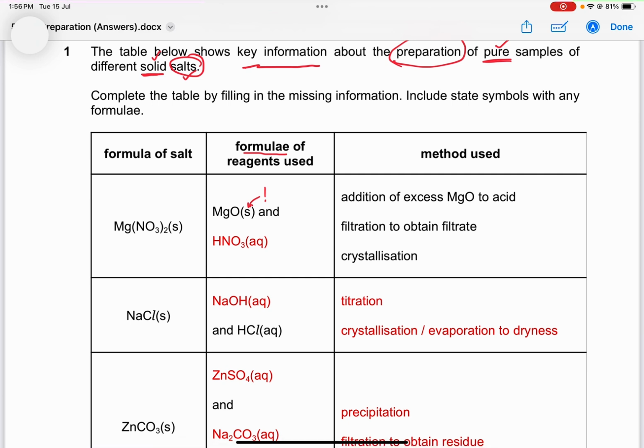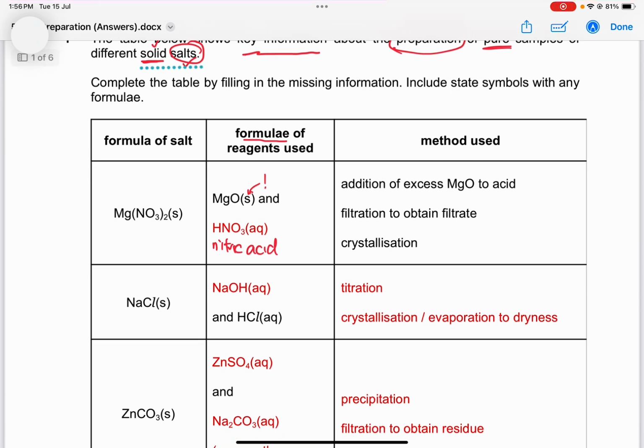For the first one, I got magnesium nitrate. How do I know nitric acid is required here? So how do I go about deriving this? First thing, you must always know what's the method used to prepare the salt. In this case, magnesium nitrate, first thing I know is it is a soluble salt.